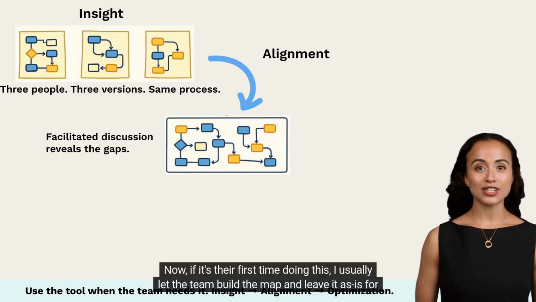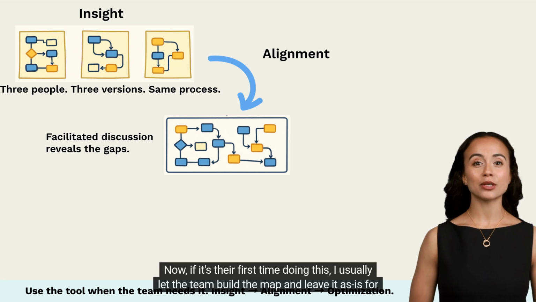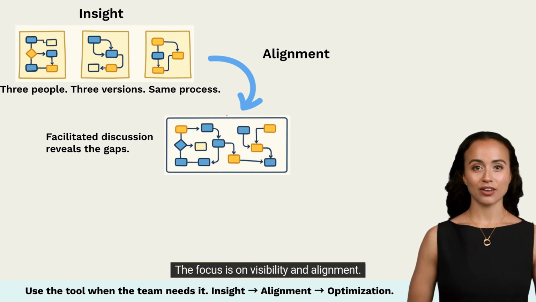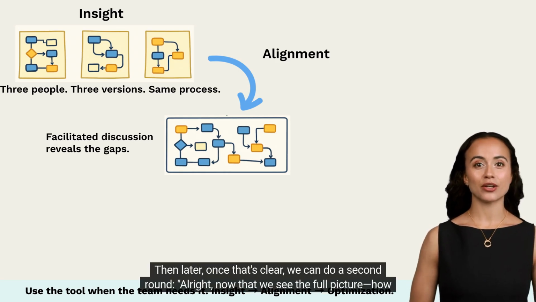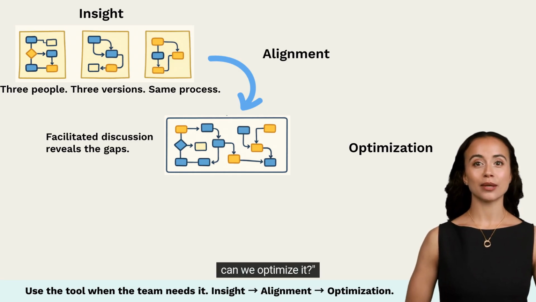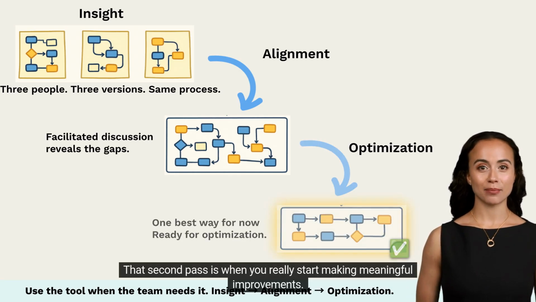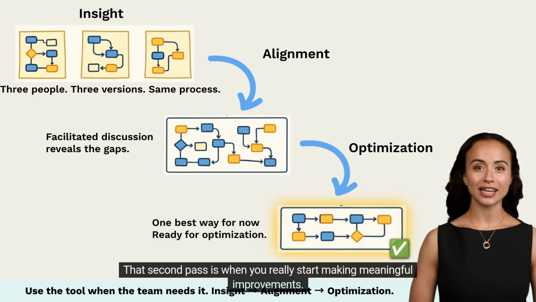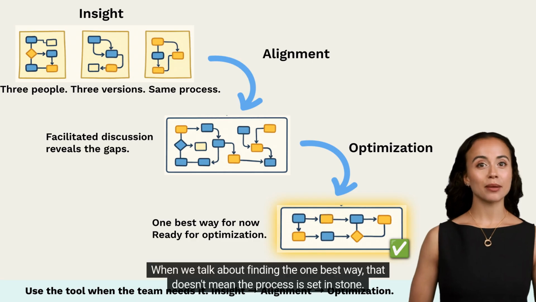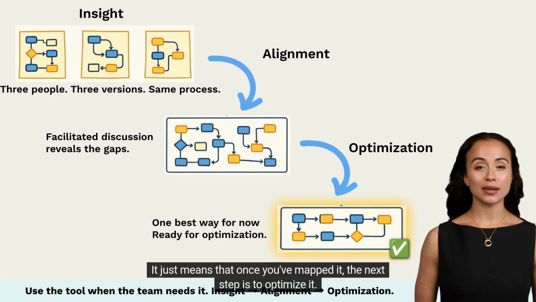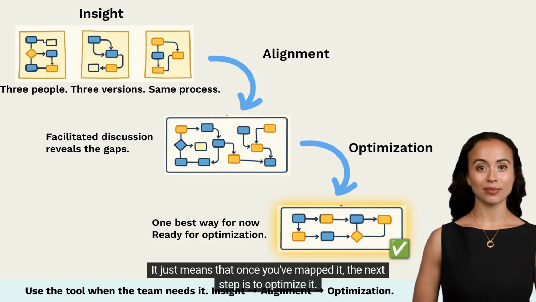Now, if it's their first time doing this, I usually let the team build the map and leave it as is for now. The focus is on visibility and alignment. Then later, once that's clear, we can do a second round. All right, now that we see the full picture, how can we optimize it? That second pass is when you really start making meaningful improvements. When we talk about finding the one best way, that doesn't mean the process is set in stone. It just means that once you've mapped it, the next step is to optimize it.